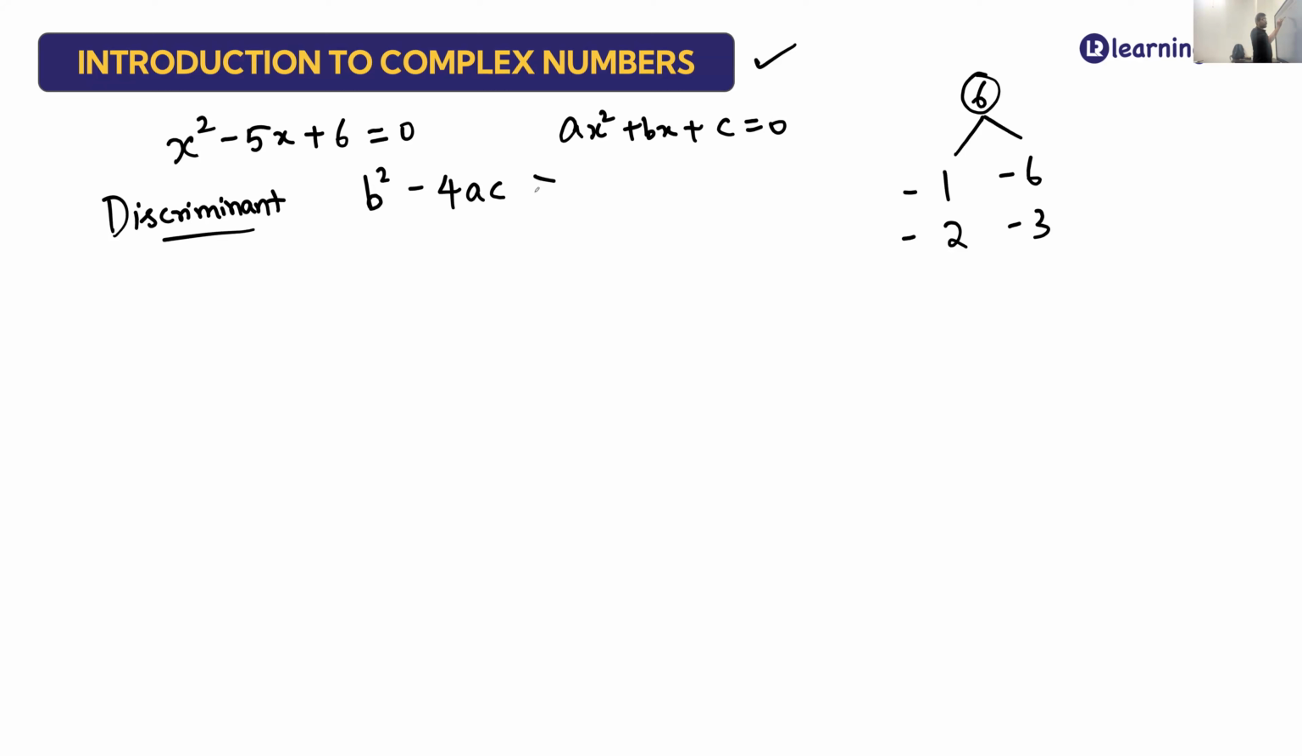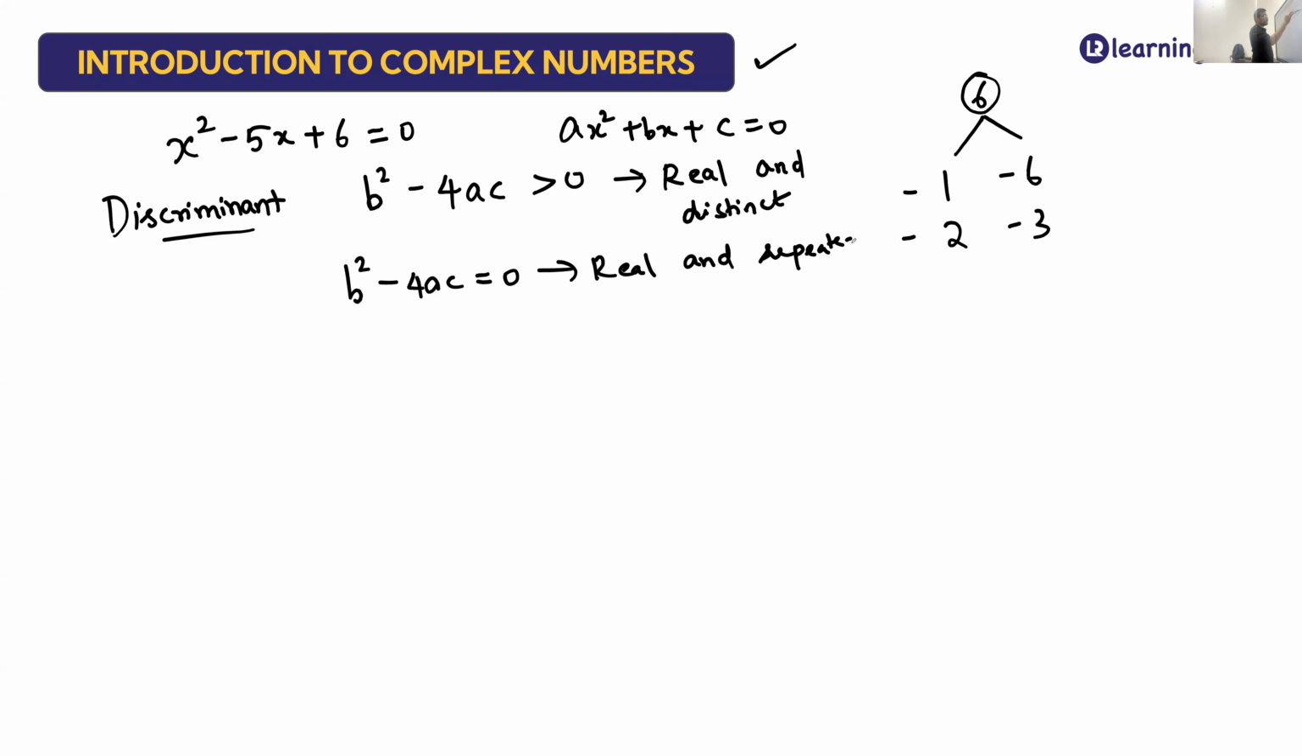If this value comes out to be greater than 0, then what kinds of roots are you going to have? You will have real and distinct roots. Similarly, if b square minus 4ac is equal to 0, you will have real and repeated roots, or equal roots, both are the same. If b square minus 4ac is less than 0, you will not have any real roots. So you will say you have no real roots, or can you say you have imaginary roots?